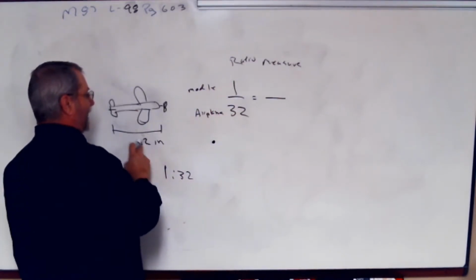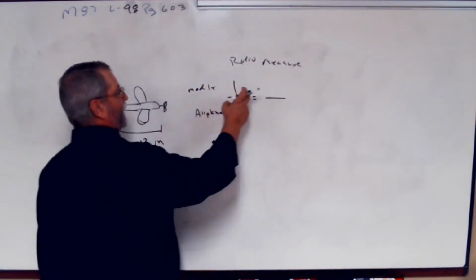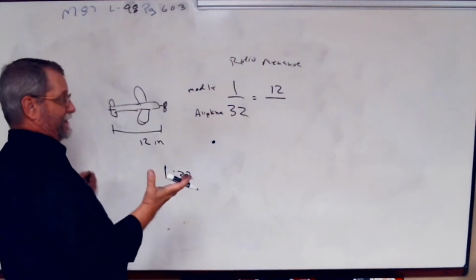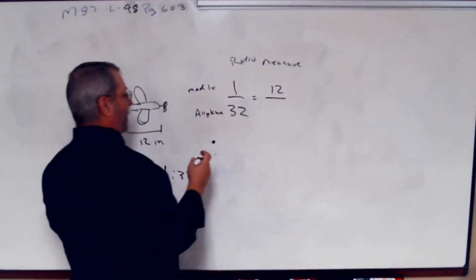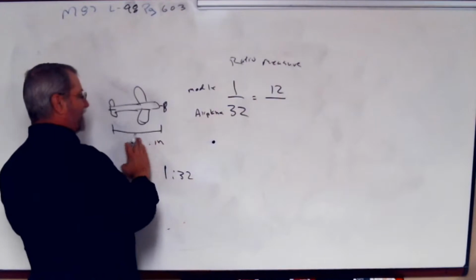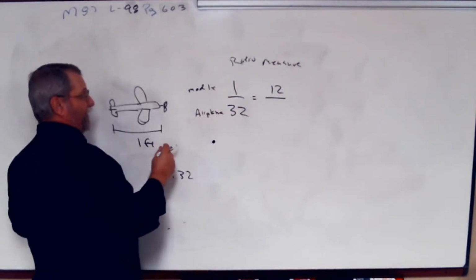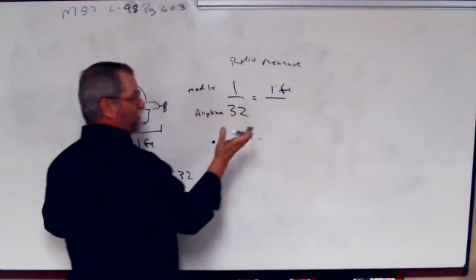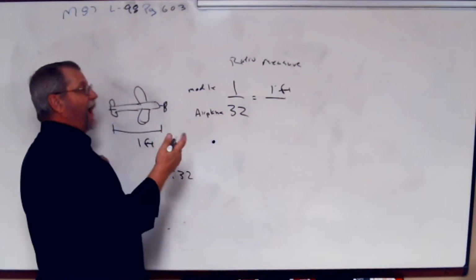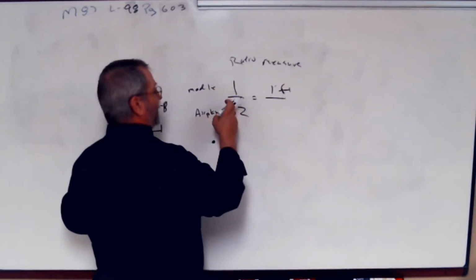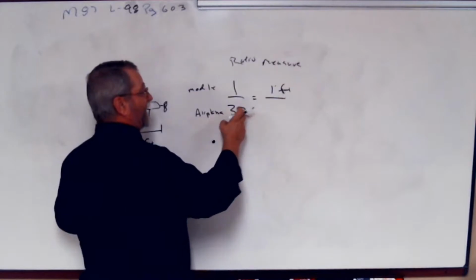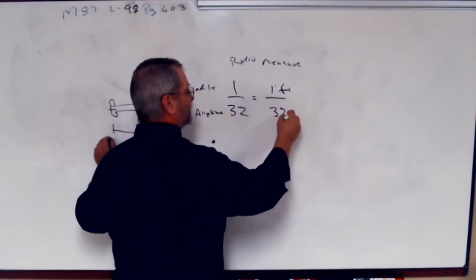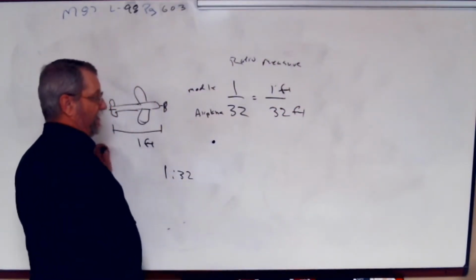Now on my airplane, if the length of it is 12 inches, does that make sense? What I probably ought to do is change 12 inches to 1 foot, otherwise I'm going to end up with a lot of inches. So how long is the airplane? If my ratio is 1 to 32 and I have 1 foot here, then it's this times this divided by this. That's going to be 32 feet.